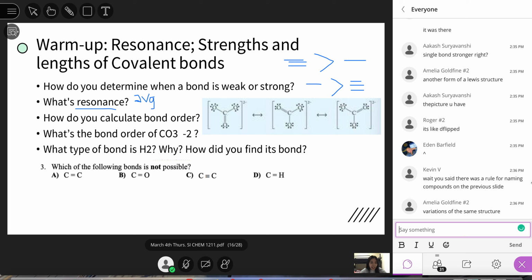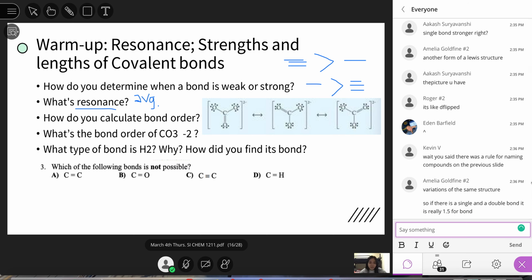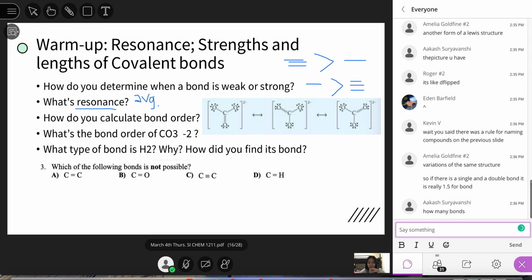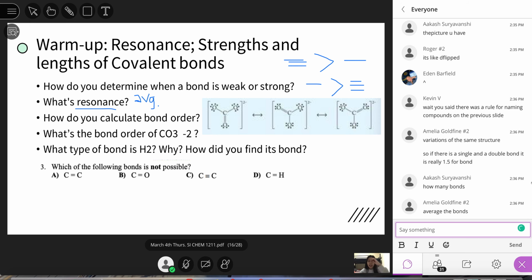How do you calculate bond order? Average the bonds. What I just said, I'm just saying as a definition, just in case something conceptual comes up, you would know that. But all these other answers above are also correct. If you just know the general idea of it, it's fine. But just remember that definition, too. Remember both. So know what it is, but remember that definition as well.